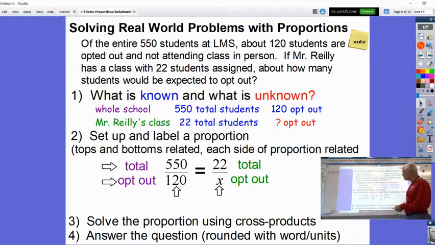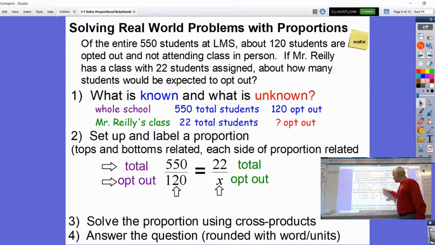Okay? So what I know here is that there's 550 total, the entire school, and 120 students opting out. Then in my class, I know I have 22 students, and what I don't know is how many are going to opt out. Okay, this is how I'm going to set up my proportion.